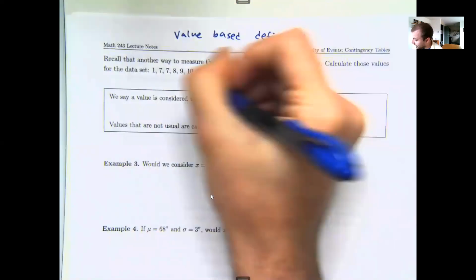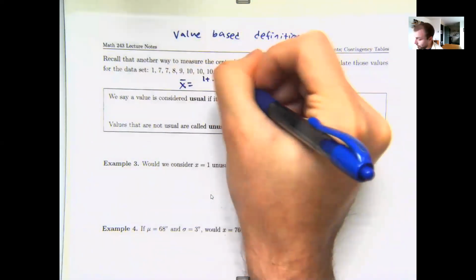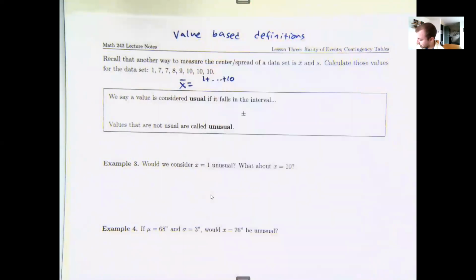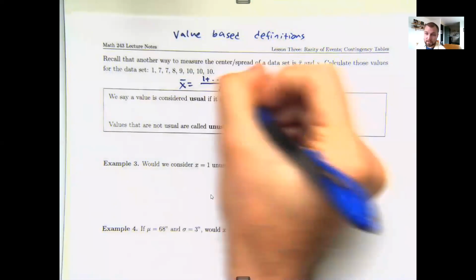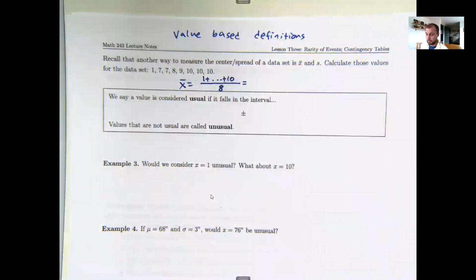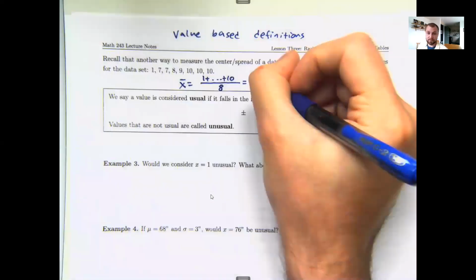So if I wanted a weighted average, I would add all the values 1 up to that 10 at the end, and I would divide by the number of terms. I have 8 values in the list. So I'm going to try that out here. 1 plus 7 plus 7 plus 8. I'm just adding them up. And when I did this, I got 7.75.